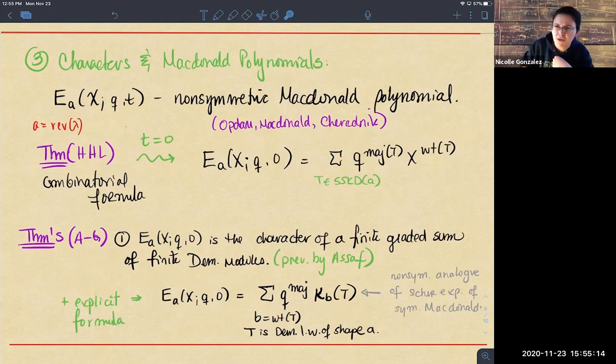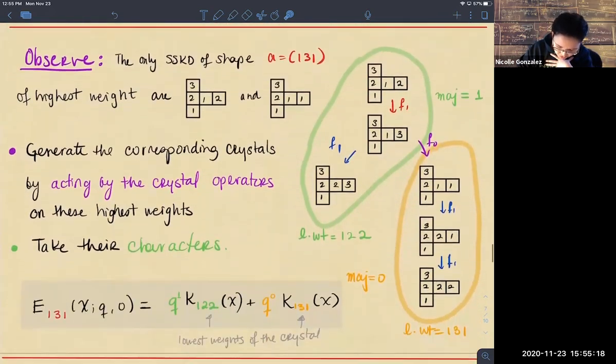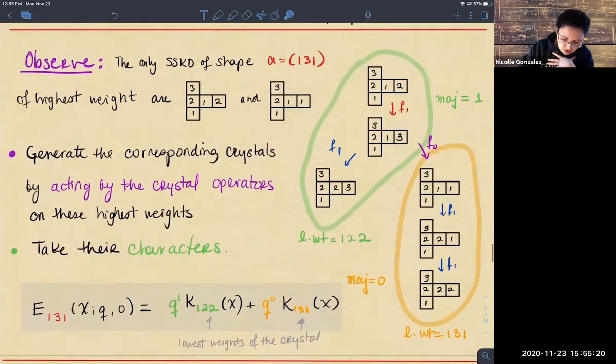So let's do an example to talk about what this theorem is saying. Suppose I want to find the key expansion for E_131. How would I do this? I'm going to look at a equals 131, and I'm going to look at the highest weight tableaux of shape 131.